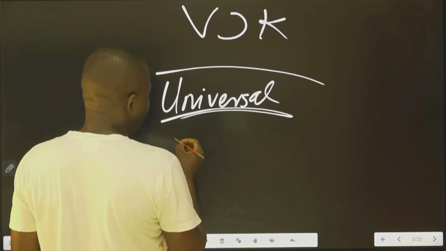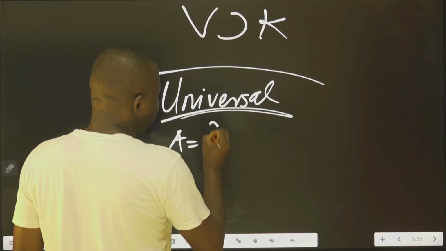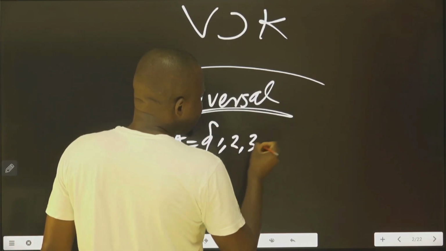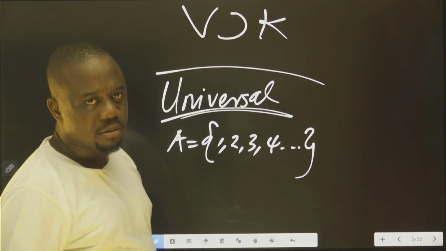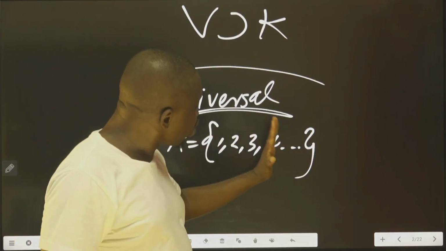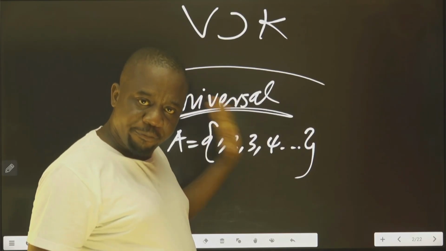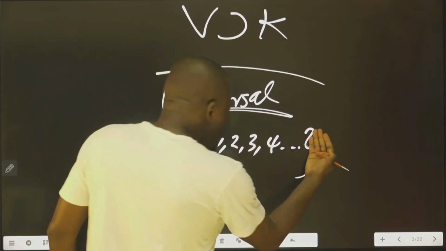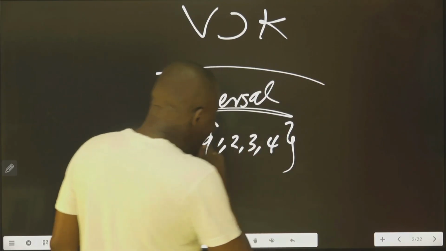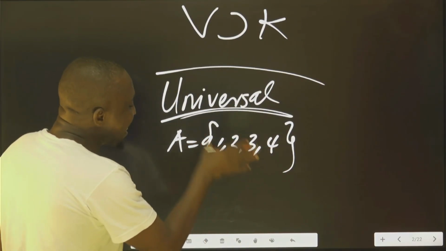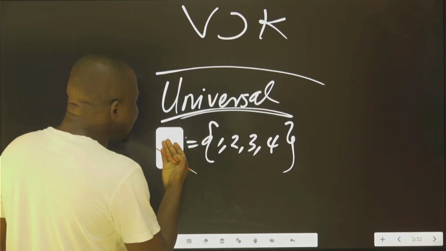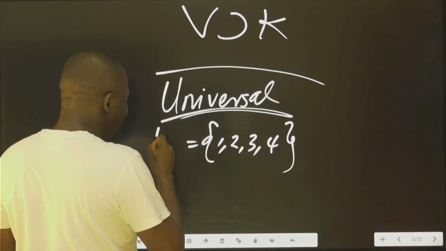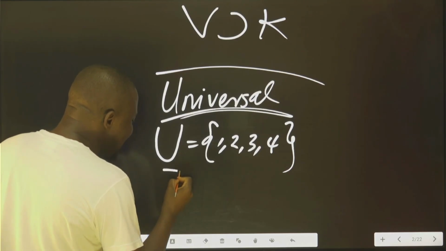The same thing for universal set. If I say A is equals to 1, 2, 3, 4, you can see I'm referring to all natural numbers. All the numbers, not only stopping at 4, continue. Even though I don't write this, if I define this now, I want to define this as a universal set. How do I represent it? I represent it like this. You can also represent it like this.